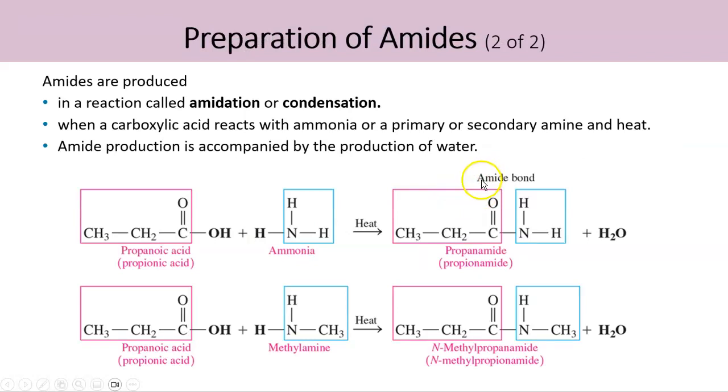The reaction that synthesizes amides is called an amidation or condensation reaction. In this reaction, a carboxylic acid will react with ammonia or a primary or secondary amine. The carboxylic acid will undergo a condensation reaction to eliminate the hydroxyl group from the carboxylic acid and a hydrogen atom from ammonia or the amine that is reacting with the acid.